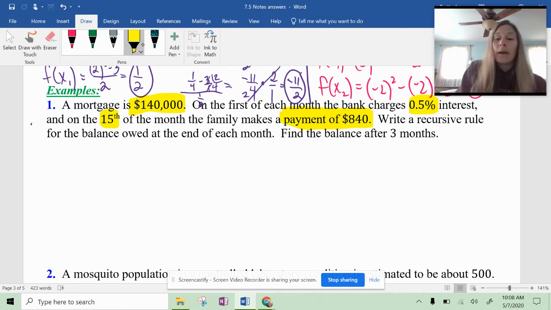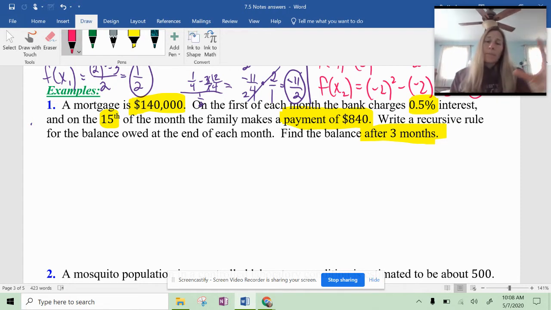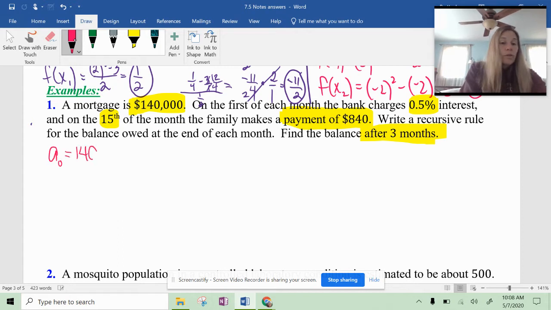And then we're going to find the balance after 3 months. That's kind of important because we want to know at the end of the third month. Sometimes with these problems, you have to be careful because it's like, are we figuring out at the beginning of the month or the end of the month? Because at the end or after the month has finished, things have happened during that month. So since I'm concerned about what's happening at the end of the month, I'm going to make my starting information be a sub-zero. So my A sub-zero is going to be that 140,000.